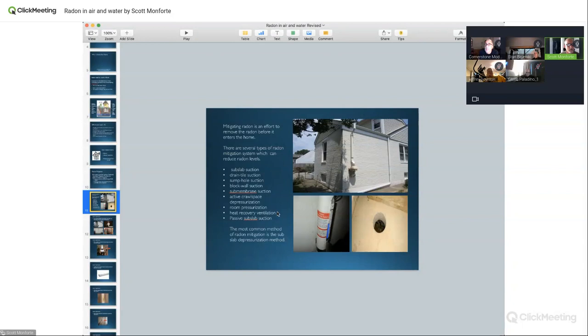Here's the problem today. We have all new construction in Connecticut. A lot of it, as inspectors, we're seeing, everything is spray foamed, right?